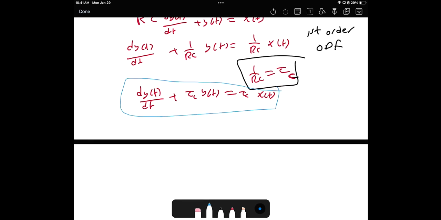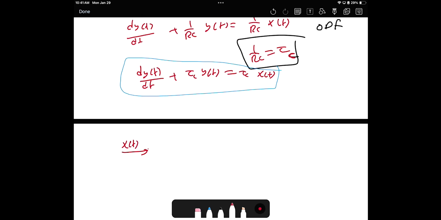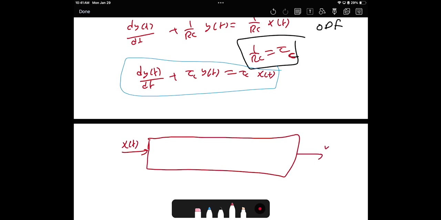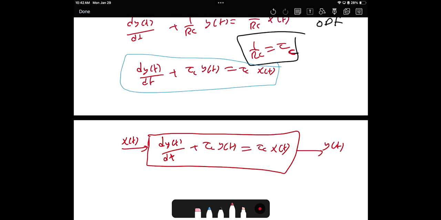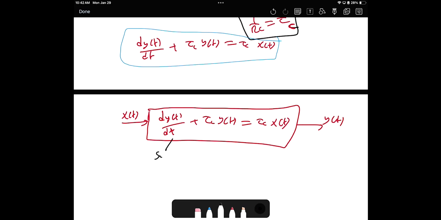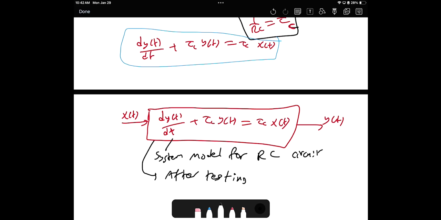So the overall output will be as, here is input x of t. That's the box that I need to do my model. Here is y of t. So it will be dy of t by dt plus tau c y of t equal to tau c x of t. Now, with this, I can guarantee that this is the system that we have, which is the system model for RC circuits. After testing, you will realize it's an LTI system, linear time invariance.